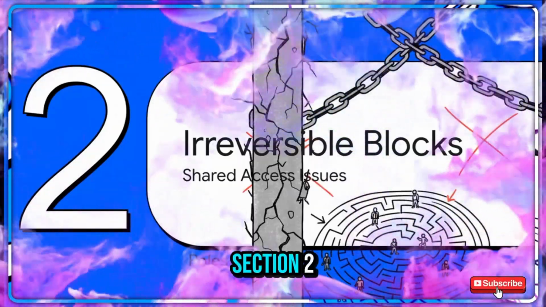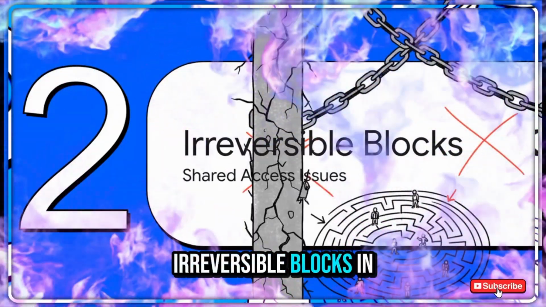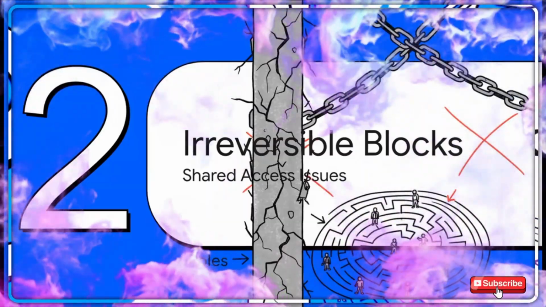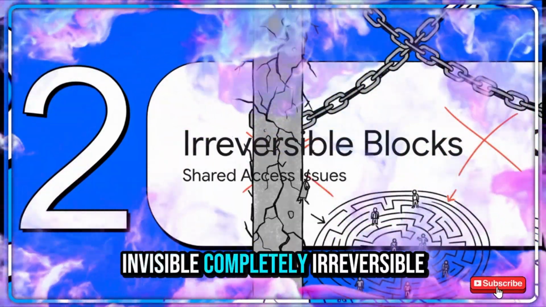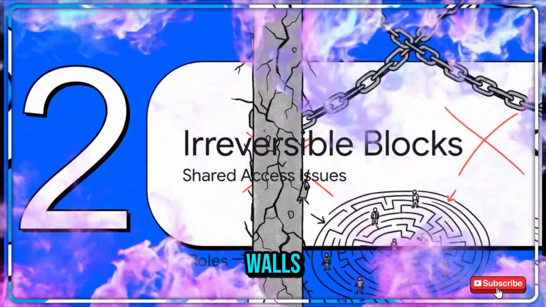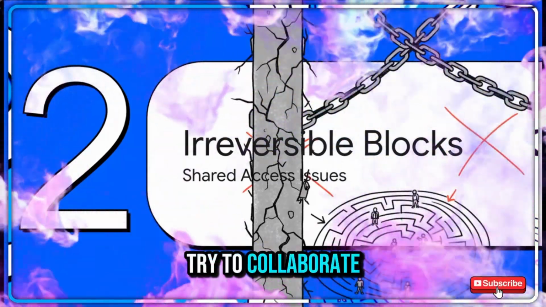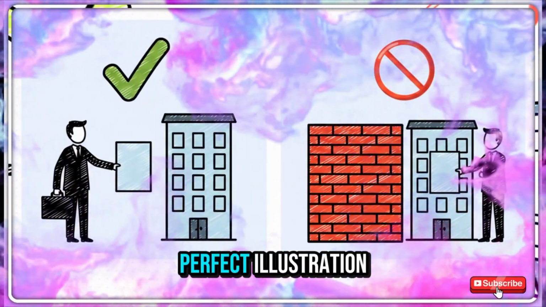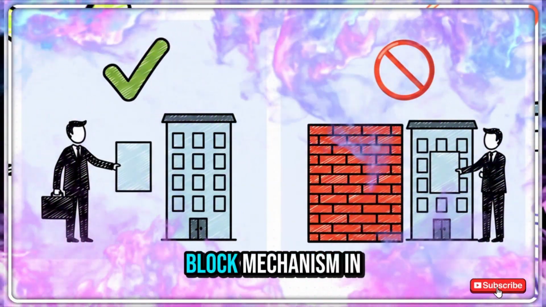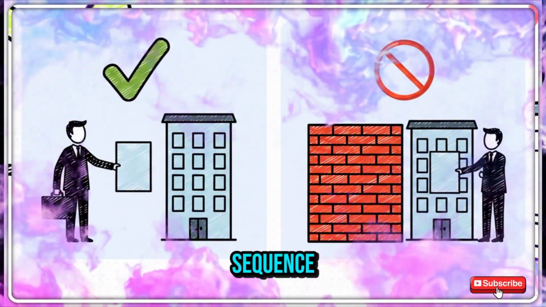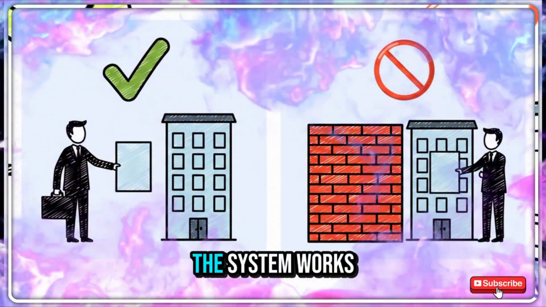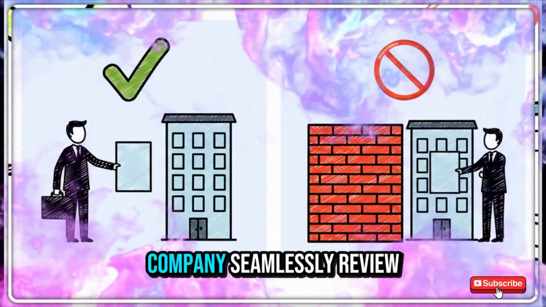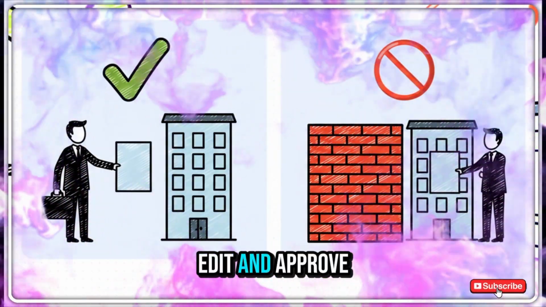Moving on to Section 2, irreversible blocks in shared access. This is where we see how those roles actually build invisible, completely irreversible walls when multiple parties try to collaborate. This is a perfect illustration of that access block mechanism in action. Look at this sequence. If a legal representative initiates the draft filing, the system works great. It lets the company seamlessly review, edit, and approve it.